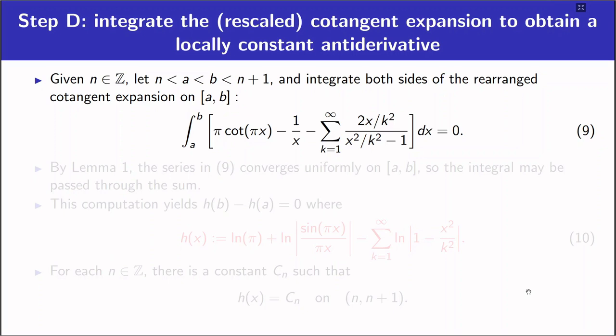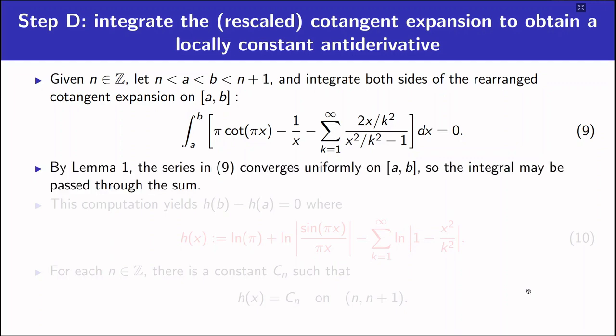Here we go with step B. Given an integer n and z, I'm going to let a and b be in the interval from n to n plus 1 and integrate both sides of the rearranged cotangent expansion on the closed interval ab. Lemma 1 states that I can write the two-tailed sum in the integrand as a uniformly convergent one-tailed infinite sum on the interval ab. With this in mind, we can pass the integral through the sum.